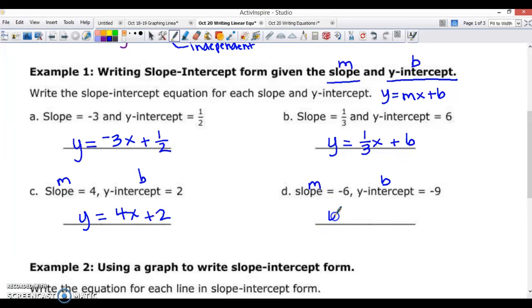So we write y equals -6x minus 9. -6x because the slope is negative, and -9 because our y-intercept is also negative. You would not write 2 double negatives, because a double negative makes a positive, just like saying a negative times a negative. So you only have to write it once if your number is negative. Okay?